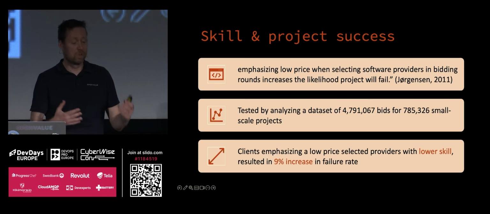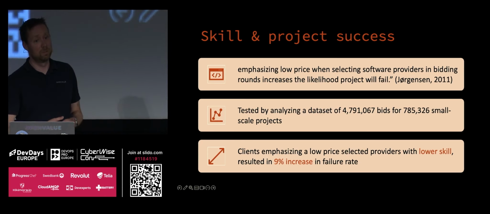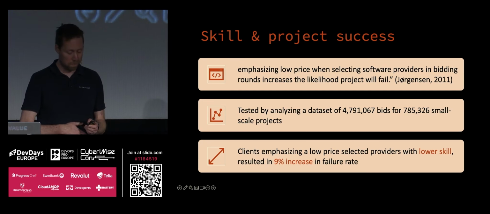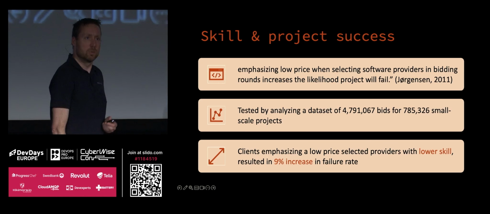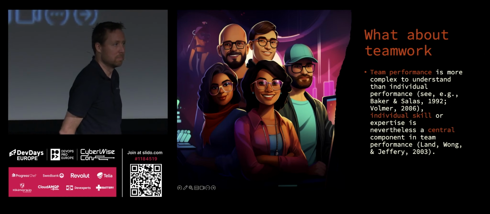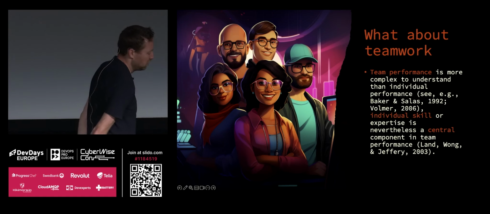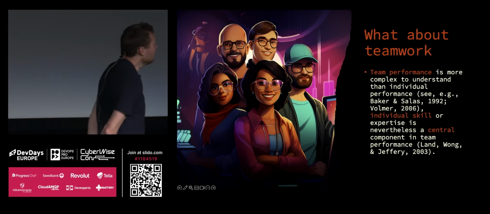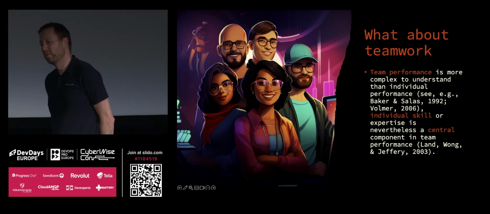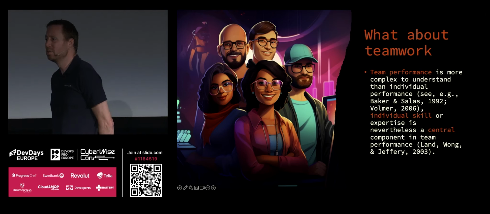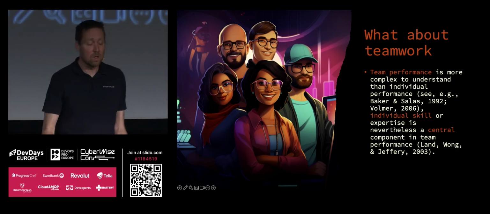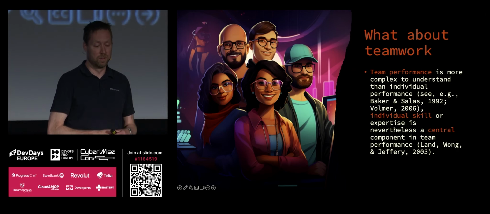So there's some correlation there as well directly between the skill level of a service provider and the success of a project. All nice, we're talking about individual developers here, but what about teamwork? Isn't it about how well you fit into a team? Well, it turns out that it's actually quite hard to measure team performance. It's not so easy to say what makes it up. There's a complex combination of factors that are influencing each other.